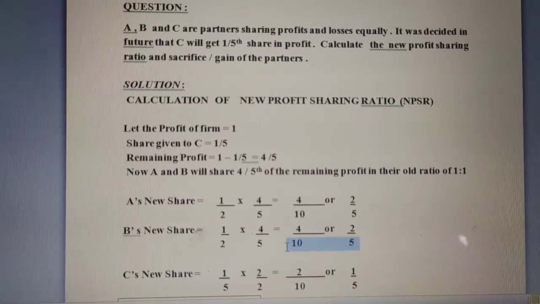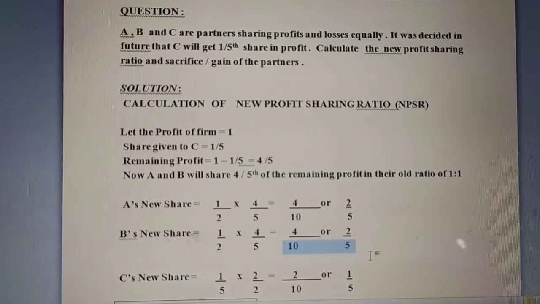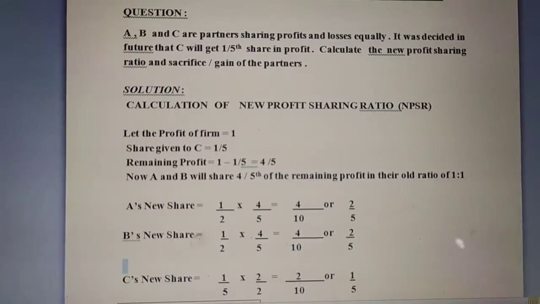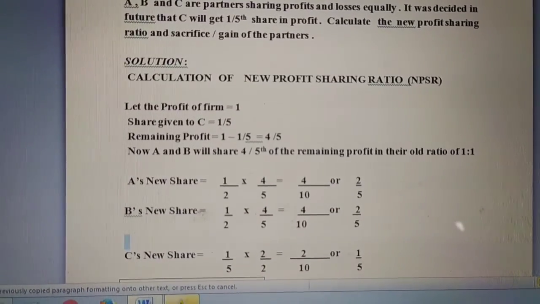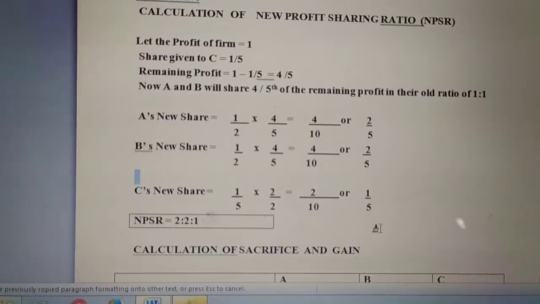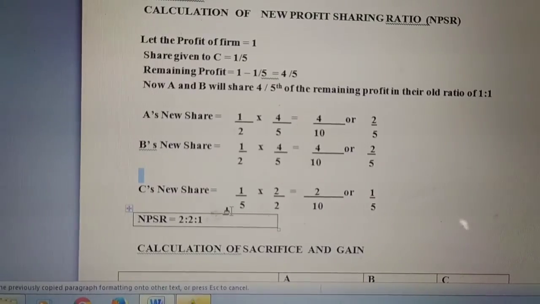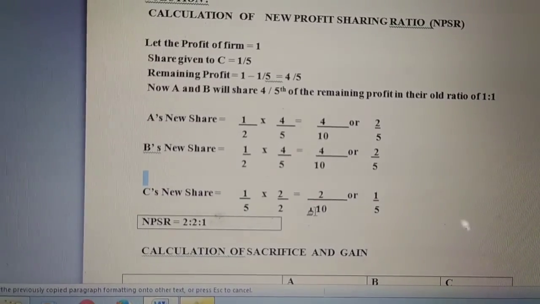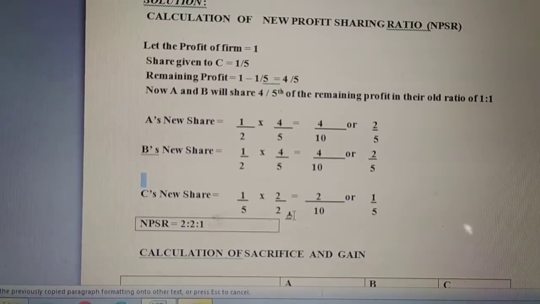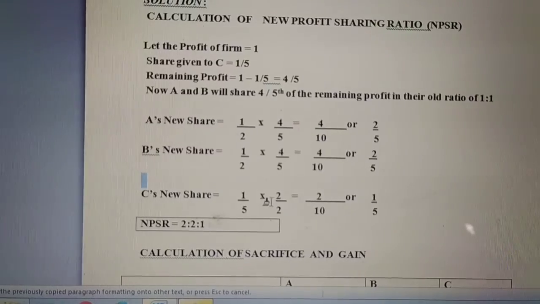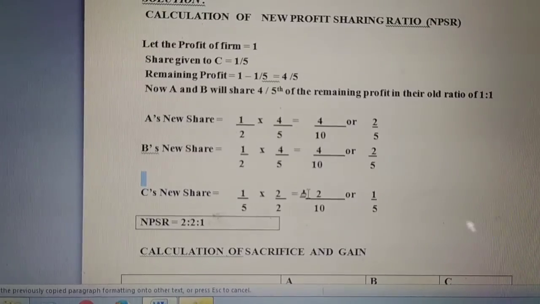Now we need to equalize our denominators. Here you can see our denominators are 10. So by what number will you multiply 5 here? Here you can see it is written 1/5. By what number will you multiply this 5 to get 10? Yes, that's right, you will multiply by 2. When you are multiplying 2 with the denominator, the same number you need to multiply with the numerator. So 2/2. The answer will be 2/10.